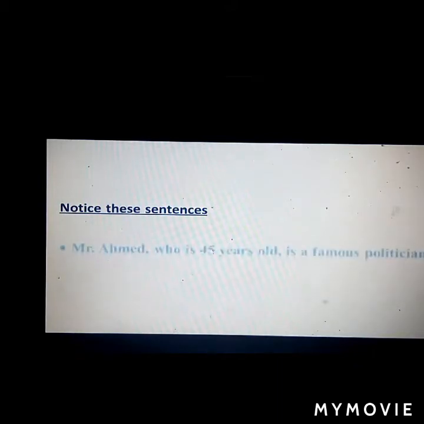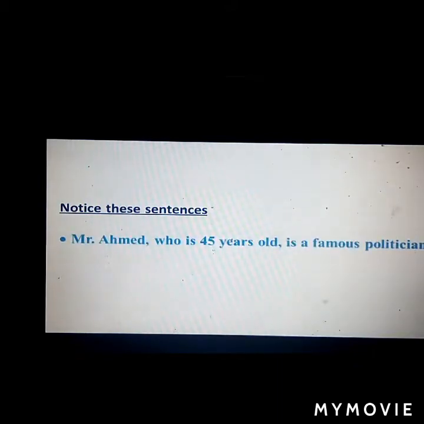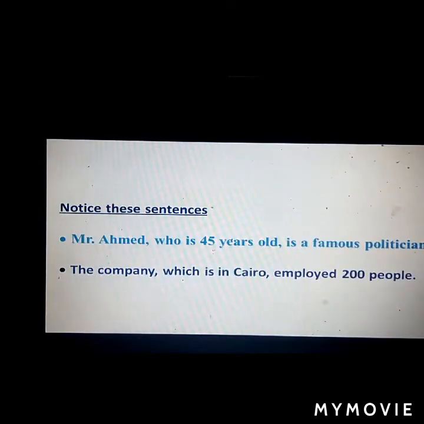Mr. Ahmed, who is 45 years old, is a famous politician. Here there are two commas, because there is additional information. Around the additional information I add two commas. When there is additional information, I use two commas together. The company which is in Cairo employed 200 people. Also, which is in Cairo is additional information, so we used two commas with it.